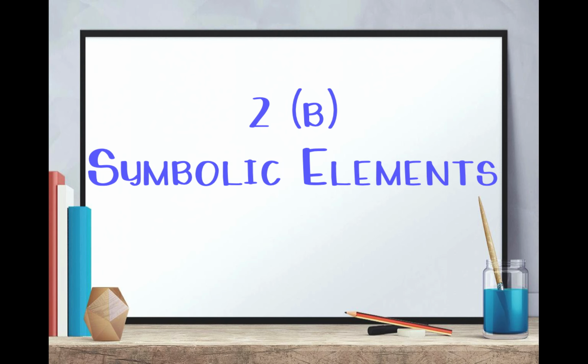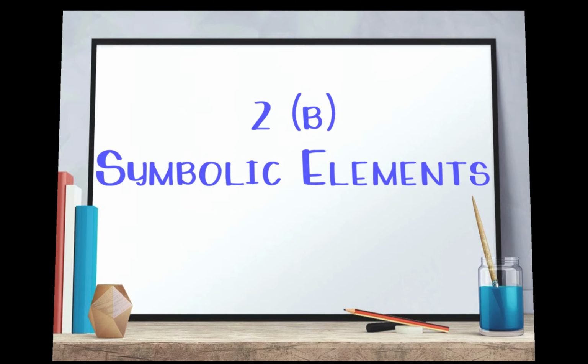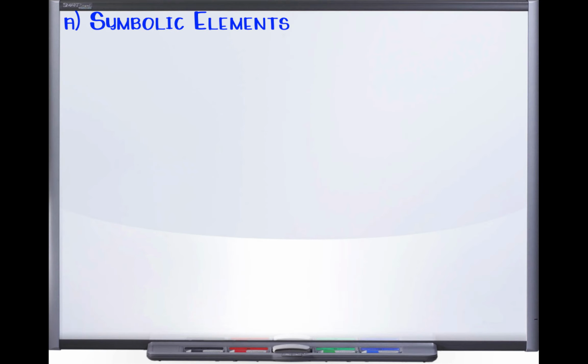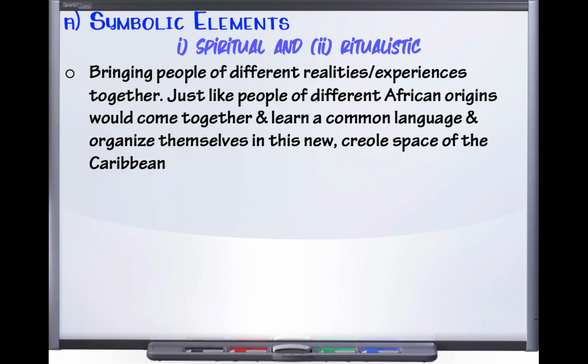So skipping now to symbolic elements. We just looked at physical elements, and now we're looking at symbolic elements. As I said, these headings are coming straight out of the syllabus from pages 18 to 22, or 18 to 20, I cannot remember. So the first set of symbolic elements would be spiritual and ritualistic.